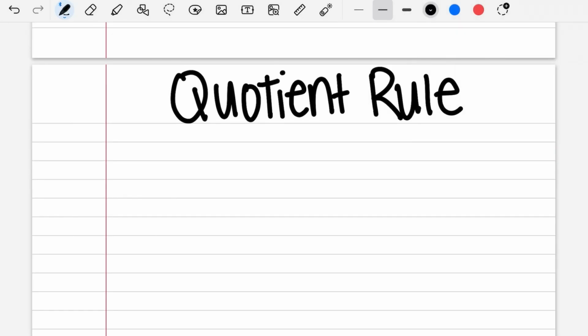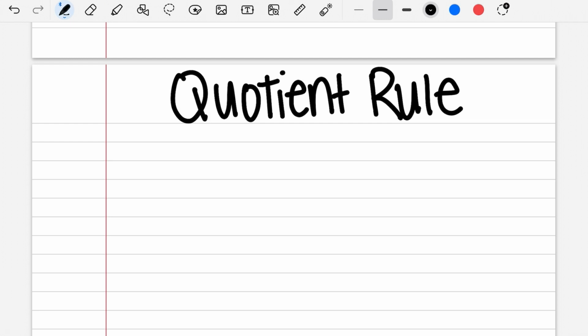Hi everyone. Today we are going to be learning about quotient rule. This is the third property of exponents that we are going to be exploring, and it's a little different than product and power. So, just go right into it.